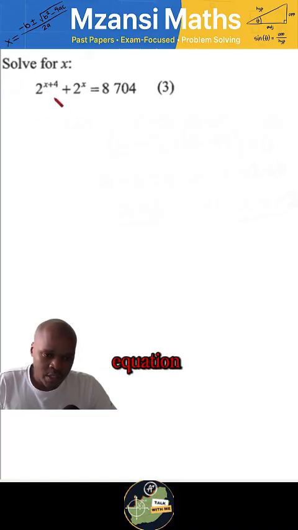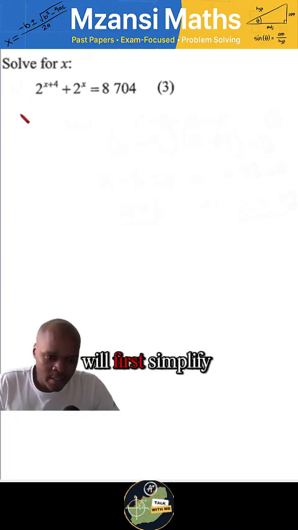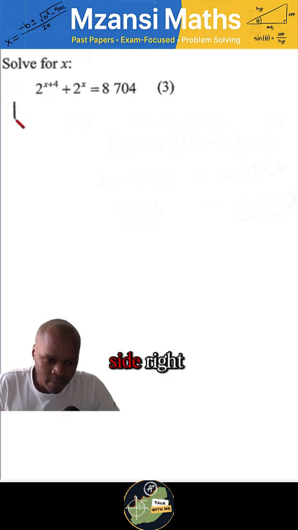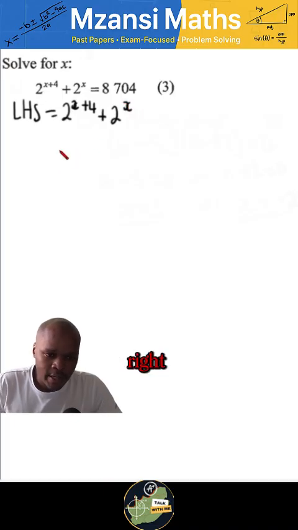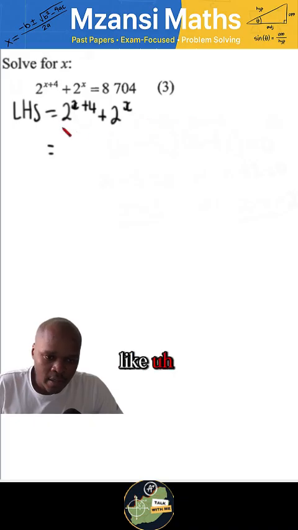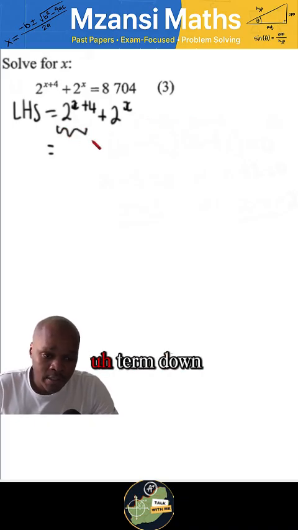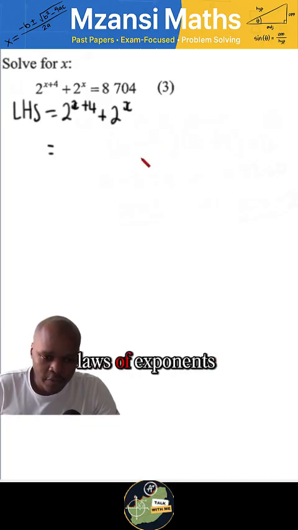We have this equation: 2 to the power x plus 4 plus 2 to the power x is equal to 8704. In solving for x, I will first simplify the left hand side. The left hand side is equal to 2 to the power x plus 4 plus 2 to the power x. In simplifying this, we need to break this term down, using the laws of exponents.